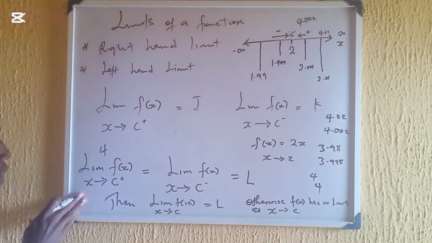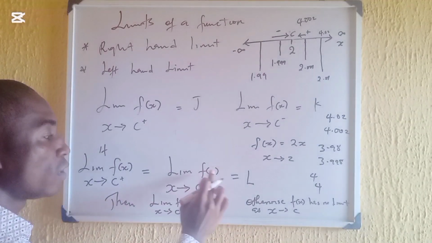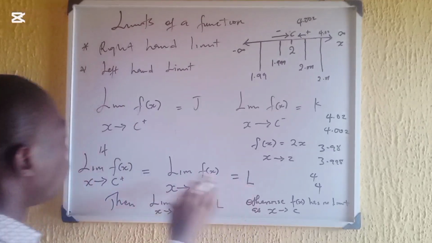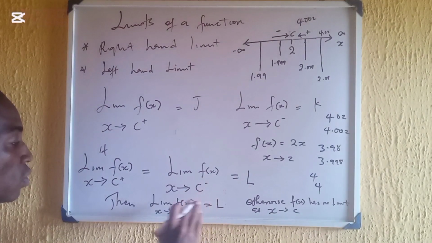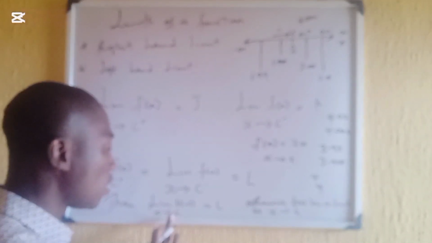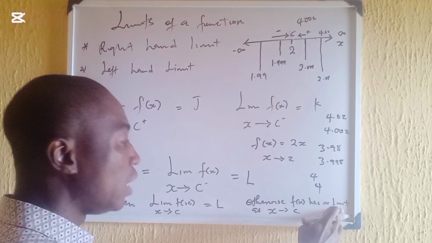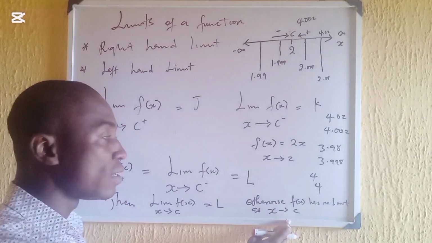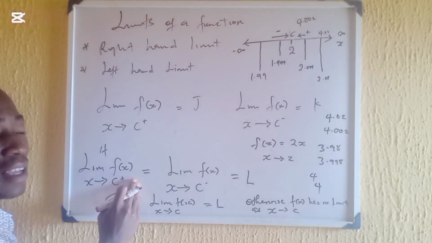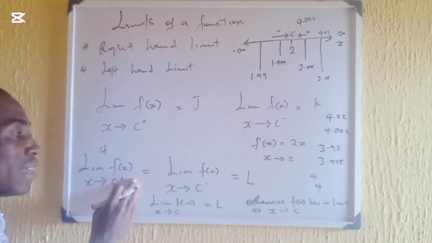So we have it like this: limit of f of x as x approaches c plus is equal to limit of f of x as x approaches c minus, which is equal to L. If this condition holds, then we can say that the limit of the function of x as x approaches c is equal to L. Otherwise, the function has no limit as x approaches c. So if this condition does not hold, it means that the function has no limit. But when this condition holds, it means that the function has limit.